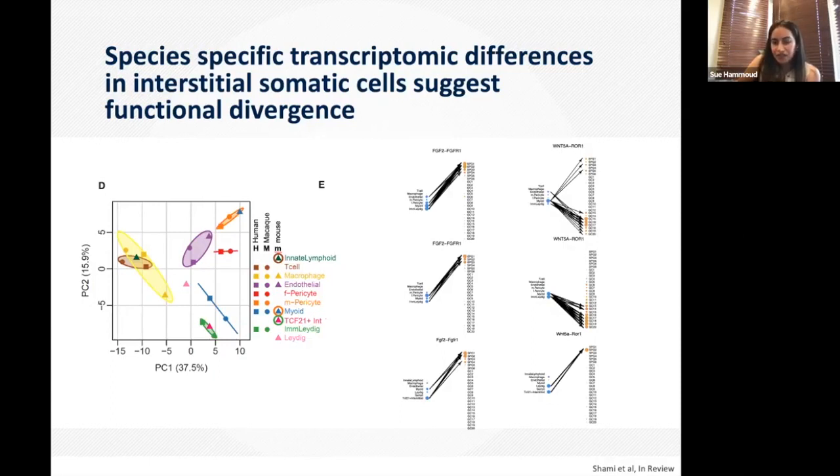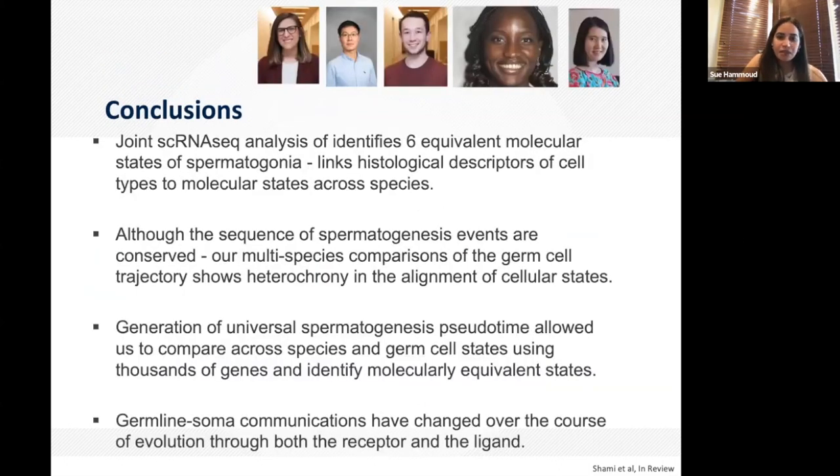So this suggests that there's variation in both the ligand and the receptor expression patterns and dynamics across spermatogenesis in the different species. And just to briefly summarize, we have identified equivalent states in spermatogonia, and we've linked morphologically and histologically equivalent populations and provided a molecular signature. Although the spermatogenesis process is conserved, there's a lot of variation, or heterochrony, in the process of spermatogenesis, and by creating a universal pseudotime, we could compare across germ cell populations.